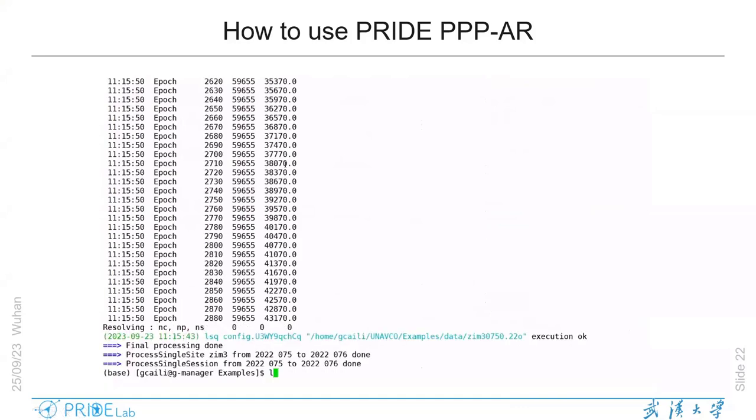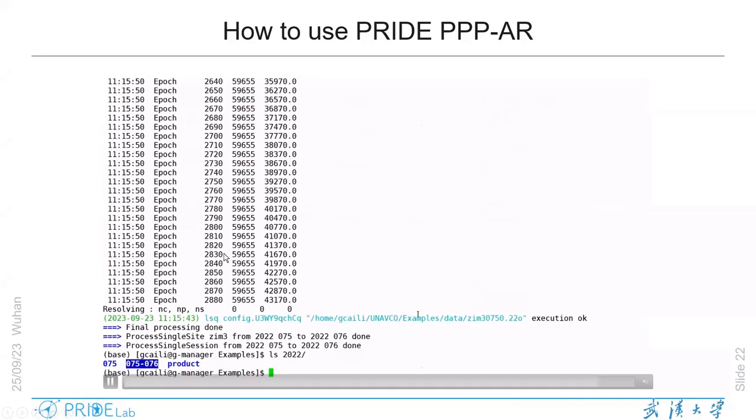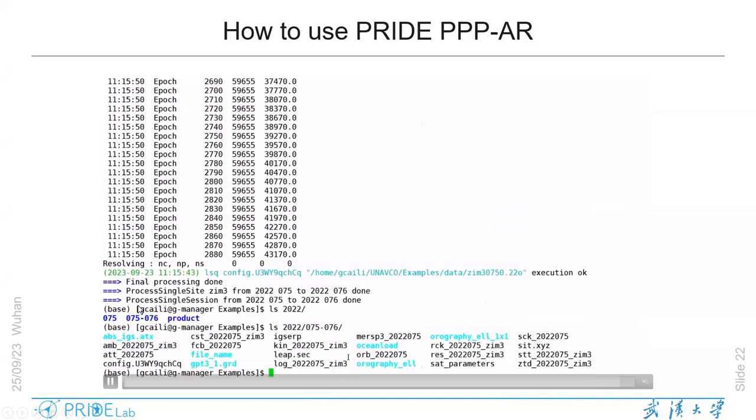Okay, when the process is done, you will find your result files in a folder that has the start date and the end date in its name. But the timestamp of each result file will only have the first day of the process. It is like a rule of our program.